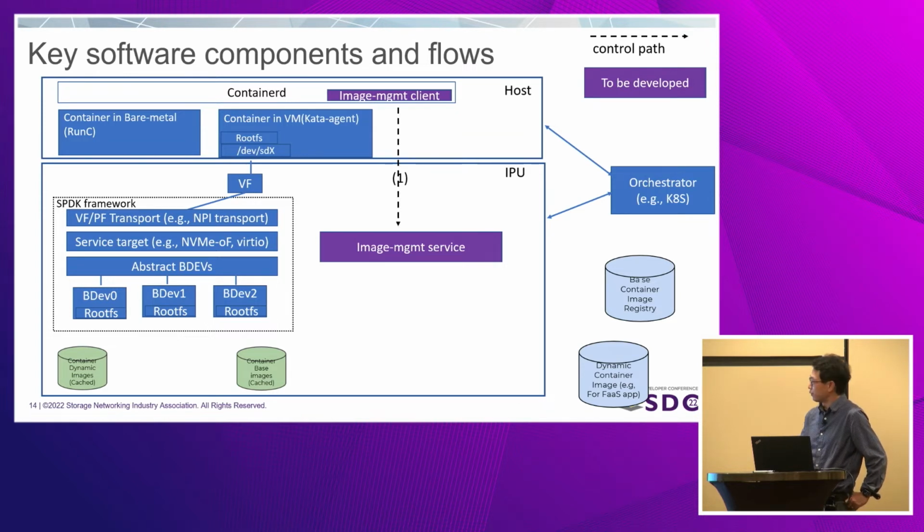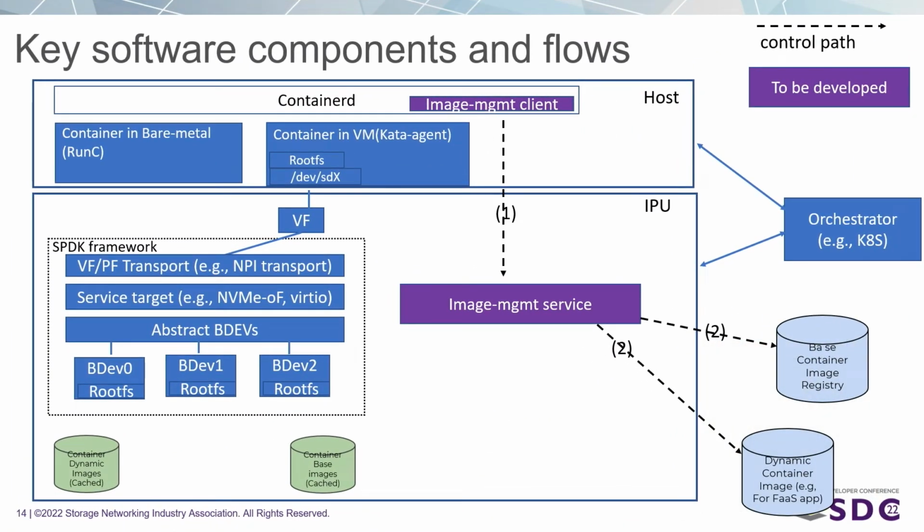So it works like this. First, if the orchestrator decides, okay, on this host, I need to launch a new container for this function as a service, right? So the image management client will get that request and is going to ask IPU. So it goes to this IPU image management service, which needs to do a few things, right? The first is to download the container image. So it can download the base image and any dynamic image, right, to local IPU here, cache into local storage or memory, right? So that's perfectly fine for IPU to do, which can offload the overhead from host.